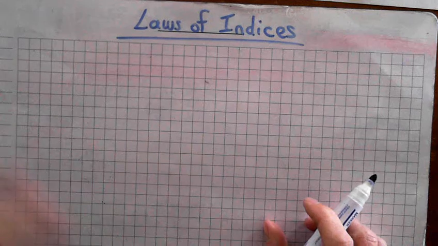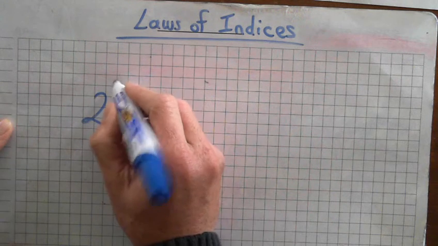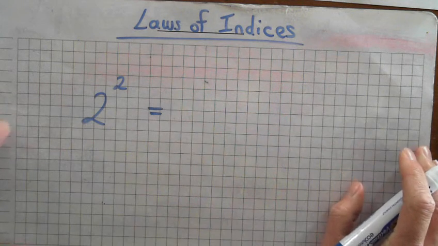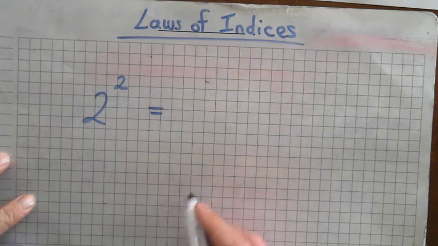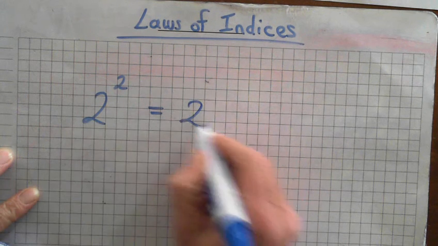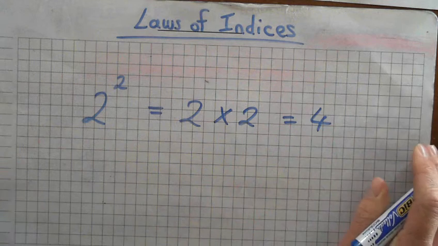Right. First of all, with indices, we all know what that answer is, don't we? What does it mean? It means 2 by 2 is equal to 4.